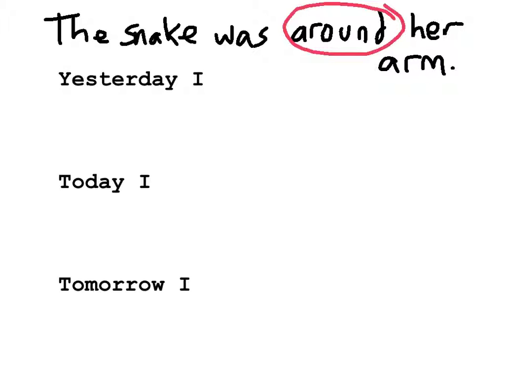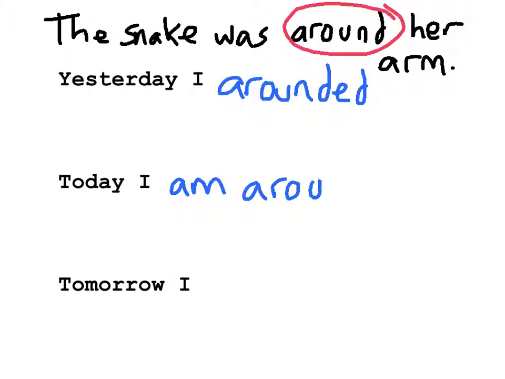If around is a verb, then it will be a word that changes its form over time. Yesterday, I arounded. We can already hear it not being a verb. Today I am around. Tomorrow I will around. So clearly, around is not a verb because if we change its form over time, it becomes nonsensical.